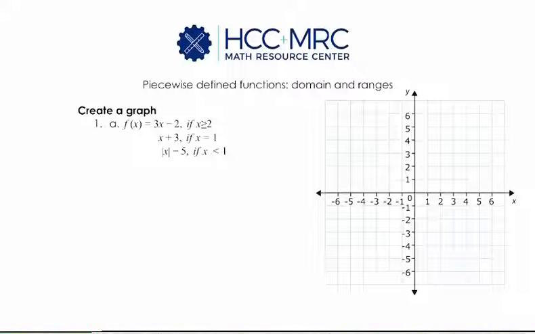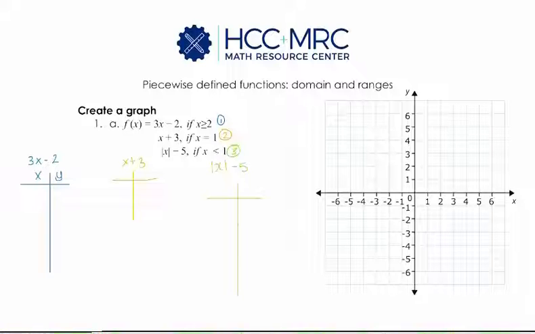So I'm going to go ahead and color code them. First one is going to be blue, second orange, and third green. So let's go ahead and make XY tables for each of them. So starting with our first table for 3x minus 2, let's look at the restriction. We know that it can be this function if and only when x is greater than or equal to 2.